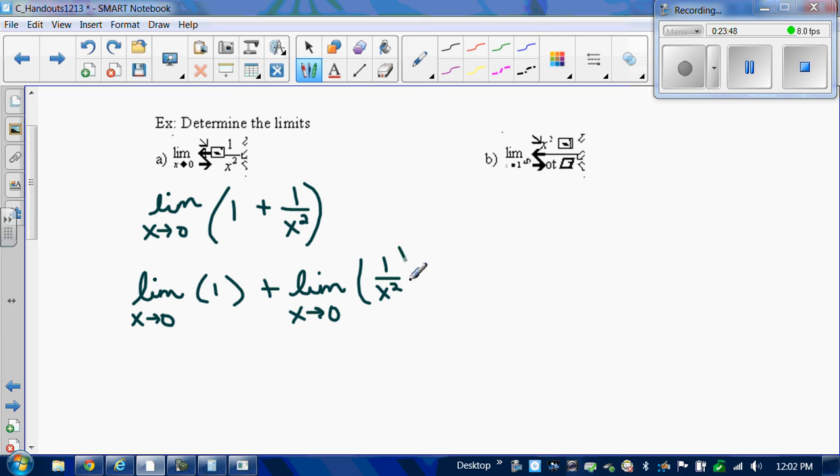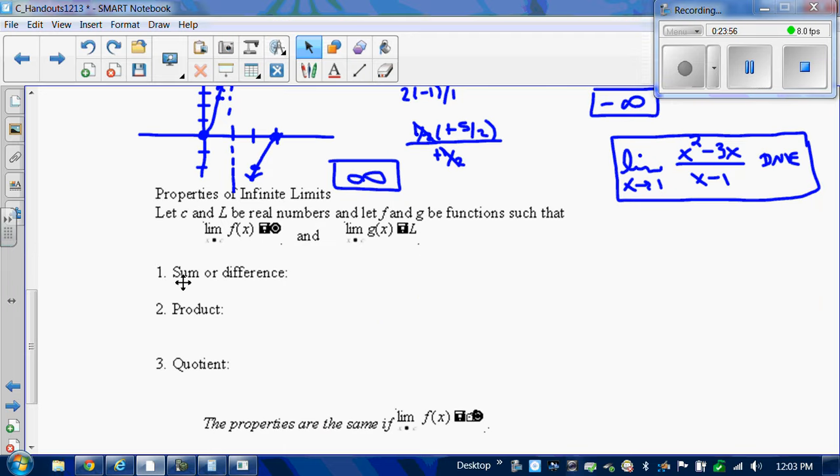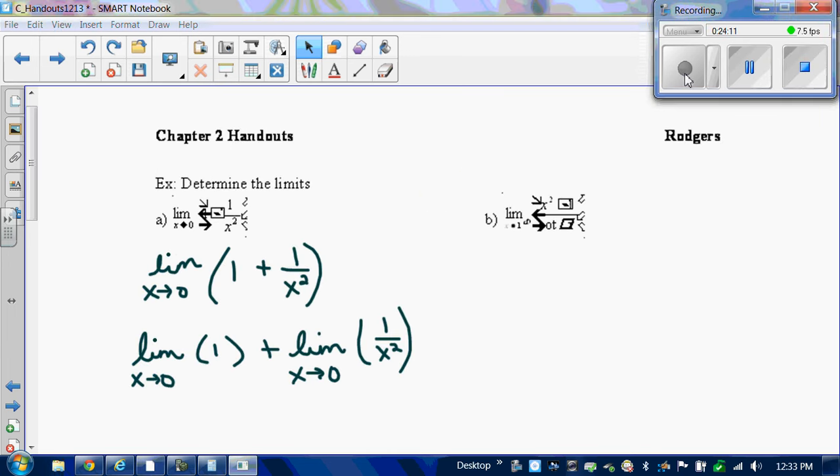Now I know that you're saying, wait, where does it say that? And it says it right here where we didn't fill it in. All it was saying here is that you can do sum or difference, you can do product, and you can do quotient, as long as the denominator doesn't equal 0, obviously. But you can treat limits separately or together as one function. So we can split up the limit across 1 and 1 over x squared because this is a sum. You can also do it across multiplication, subtraction, division, as long as the denominator doesn't equal 0, and so on and so forth.